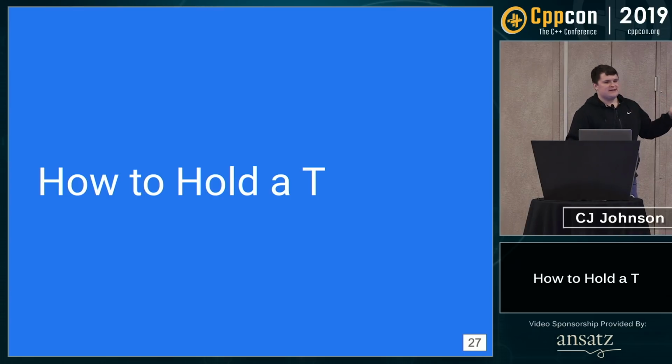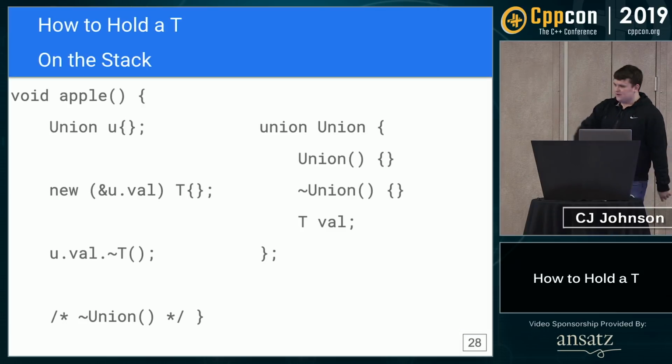So the problem with this, though, is that we haven't actually answered the question of the talk. So it's how to hold a T. I've told you about some problems, and I've told you about some types that are confusing, and what do they do? But actually, it's pretty simple. So if we want to use them to decouple storage duration and object lifetime, this is what we do.